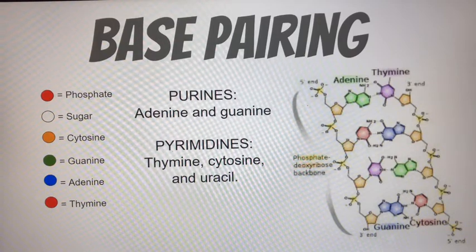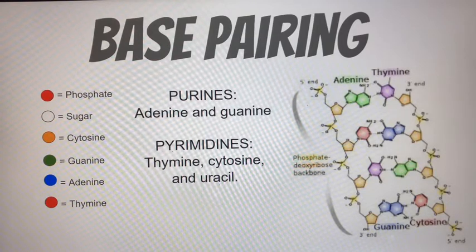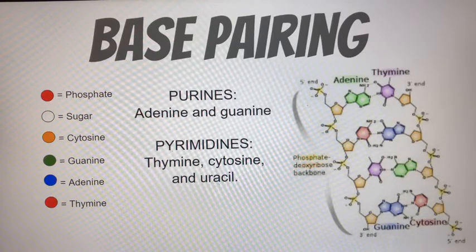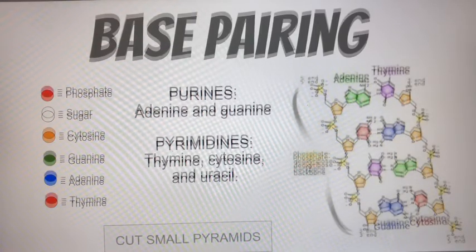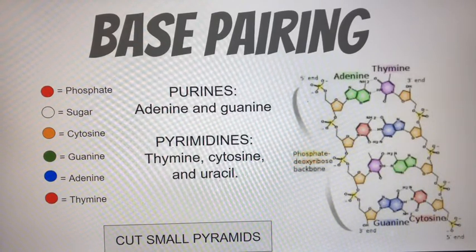And one way you can remember which one pairs with the other is the phrase cut small pyramids. The letters in cut stand for cytosine, uracil, and thymine, and these are the pyrimidines. So you can kind of see the word pyramid and pyrimidines, and then you can remember that the other ones are purines. Also note in the next few pictures, there are going to be 2 red molecules. One is a phosphate group, part of a nucleotide, and one is the base thymine. The red molecule on the outside of the DNA strand will be the phosphate group, and the one in the middle is the base thymine.